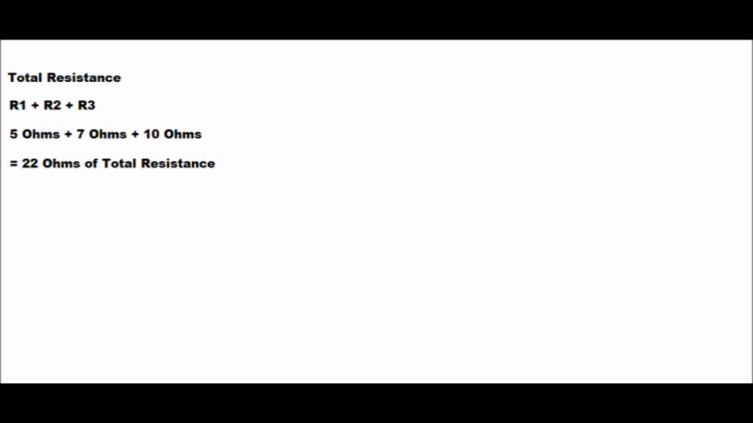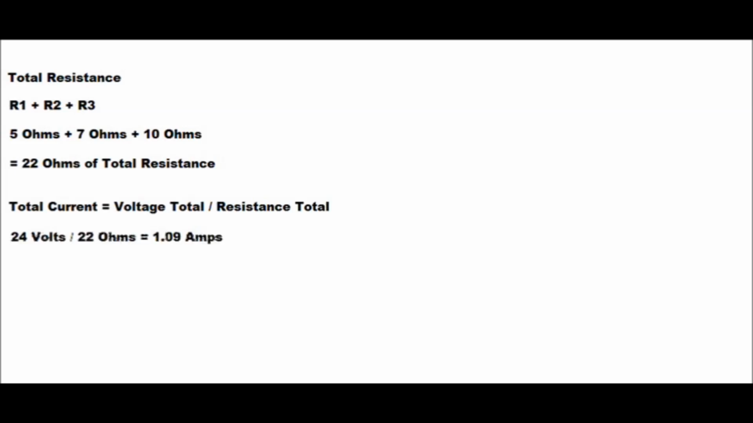To find the total current on the circuit, we use Ohm's law. We know the total voltage supplied by the battery is 24 volts, and we know the total resistance is 22 ohms. To find the total current, we divide the voltage total by the resistance total. 24 volts divided by 22 ohms equals 1.09 amps.